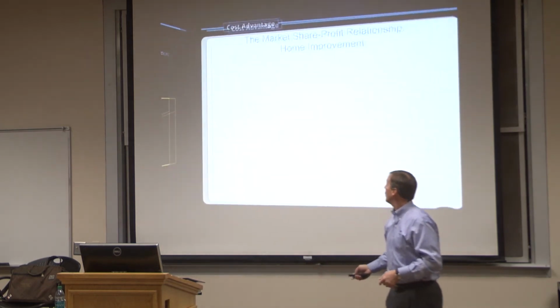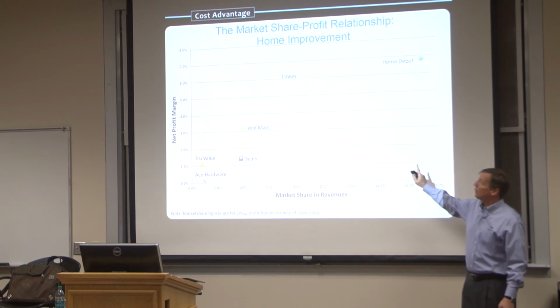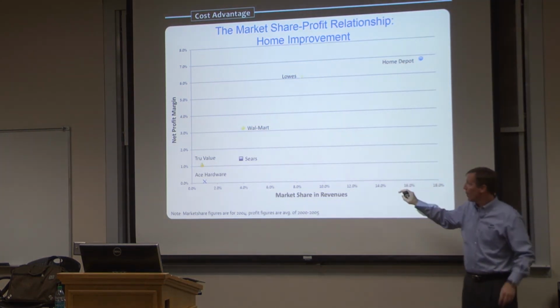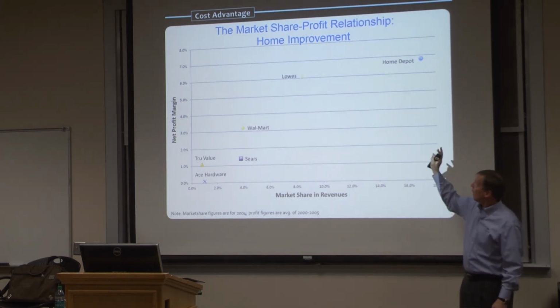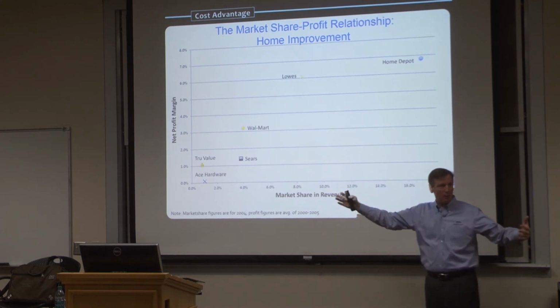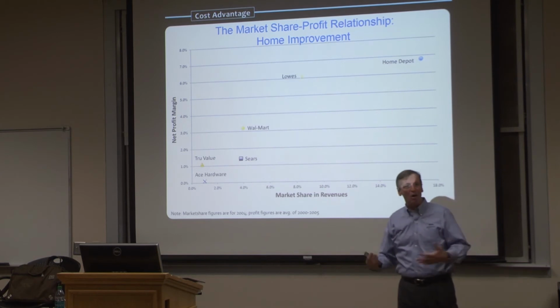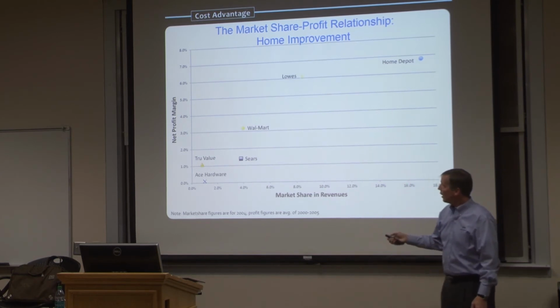So let me give you an example. This is actually from the home improvement. If we think about sort of the home improvement retailing, we've got Home Depot, Lowe's, and then this is an estimate for Walmart that was developed based upon some data, but we don't know for sure how costs are allocated at Walmart. So this could be quite a bit higher. And then you got Sears, True Value, and Ace.